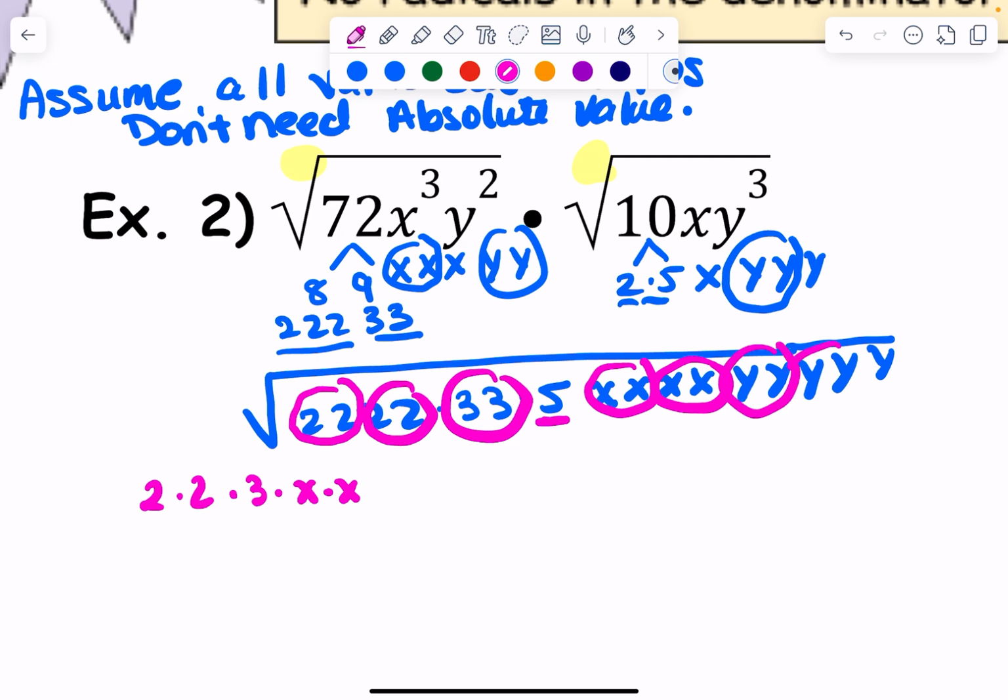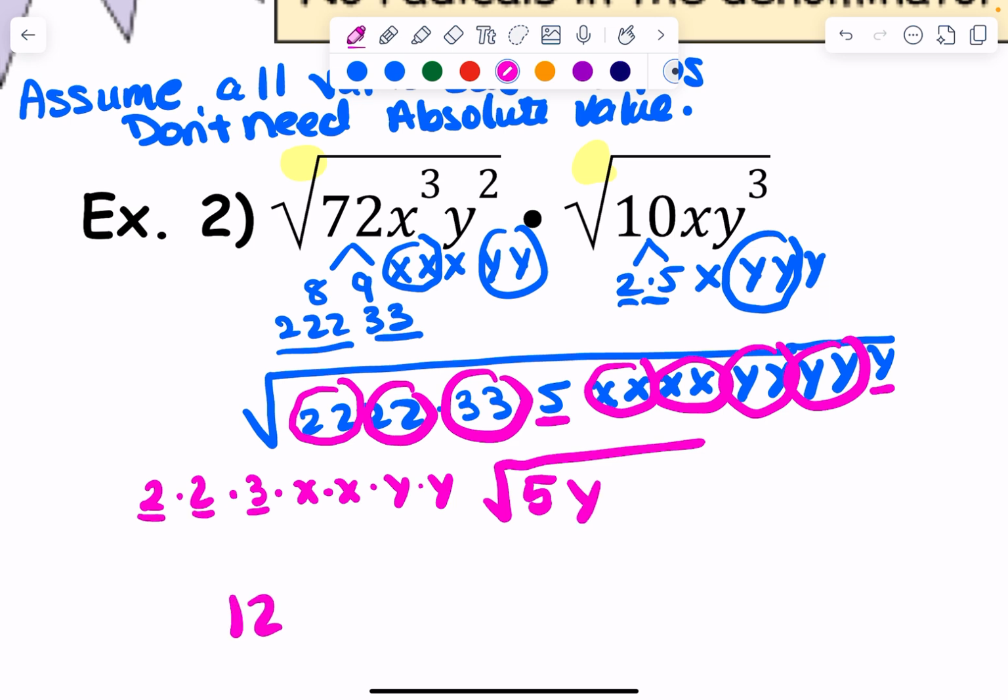And we have a y times y. And we'll have a y left over. So we would have something that looks like a 5 left over and a y left over. Now, 2 times 2 is 4, times 3 is 12. So we have 12. And then this is x squared, so we wouldn't need an absolute value. And this is y squared, so we wouldn't need an absolute value.